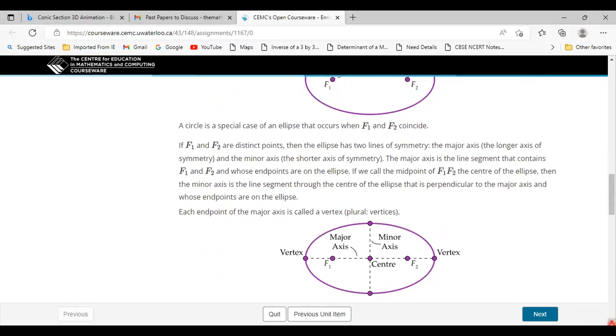So here you will have two lines of symmetry. One is considered the major axis, which is the longer axis of symmetry. The shorter axis of symmetry is known as the minor axis. Look at this diagram. Here they are considering the x-axis as the major axis, since it seems to have more length than the y. So the red one is the minor and the black one is the major.